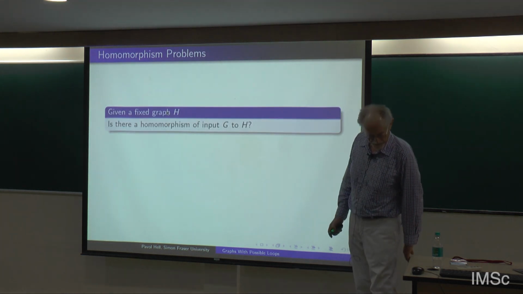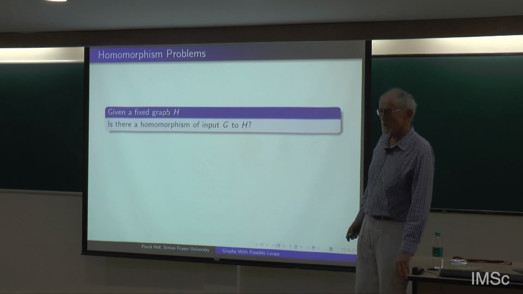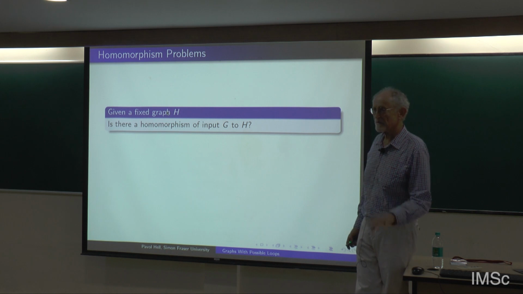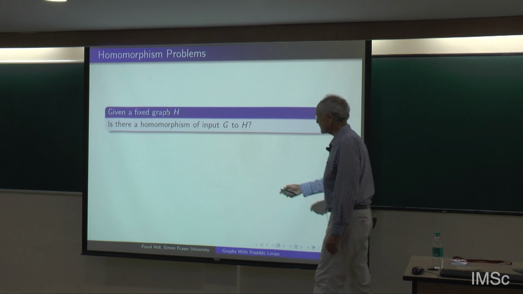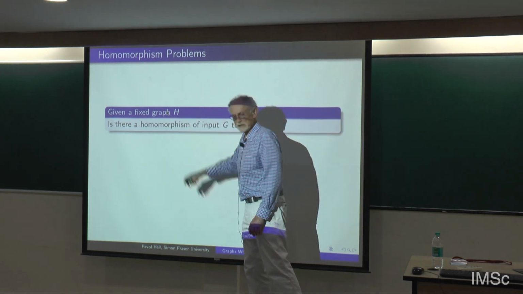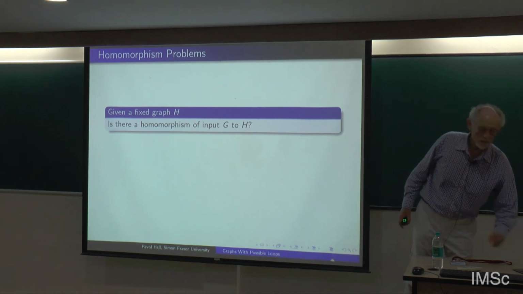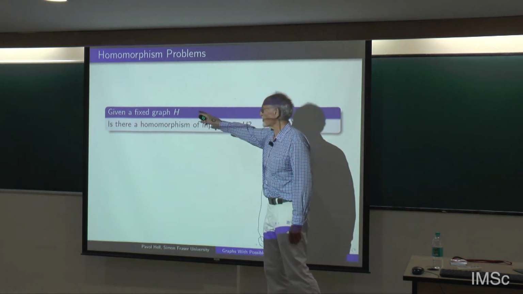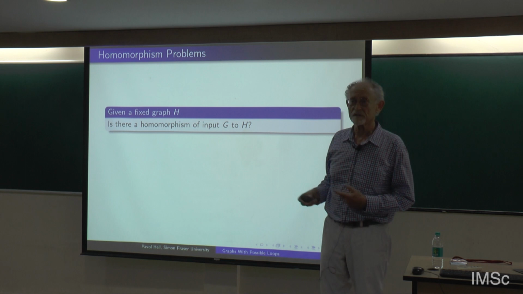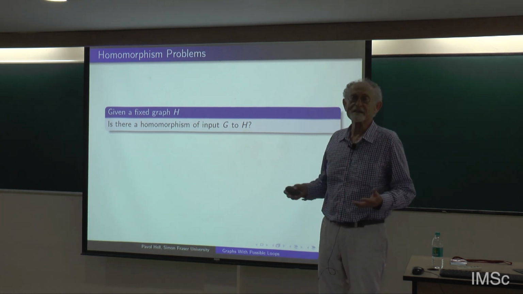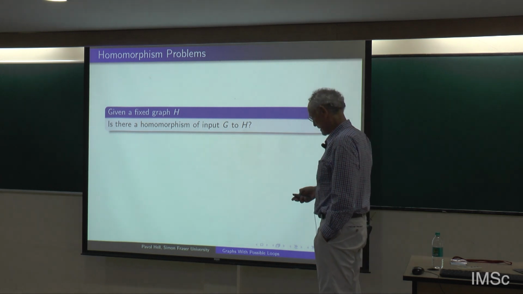All right, so let's think about another problem, and that is homomorphisms to a fixed graph. So you have a fixed graph H, and you have an input graph G, and you are to decide whether there is a homomorphism, an edge-preserving, adjacency-preserving mapping from the vertices of G to the vertices of H. So for example, if the fixed graph H is a complete graph, say a triangle, then a homomorphism to a triangle is just a 3-coloring. Adjacent vertices must get different colors. Okay, so that's an example of what this homomorphism problem is like.